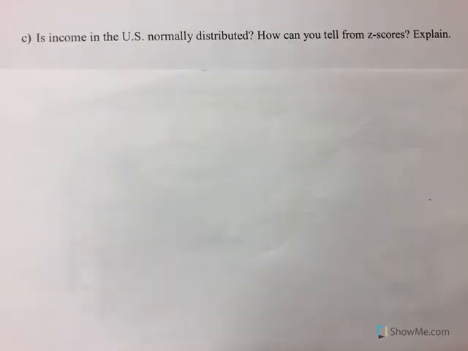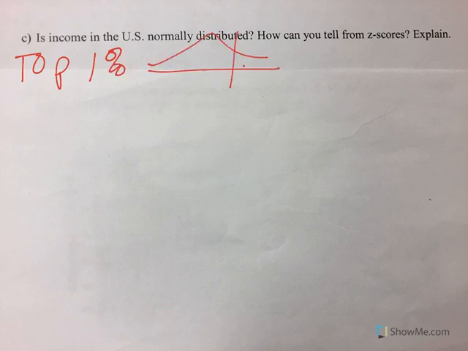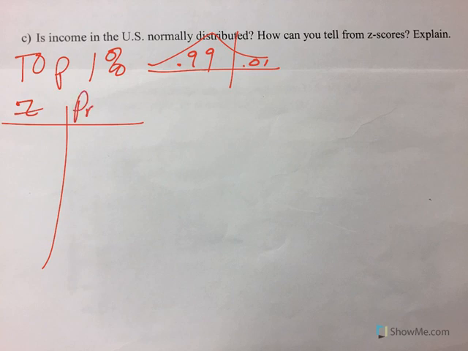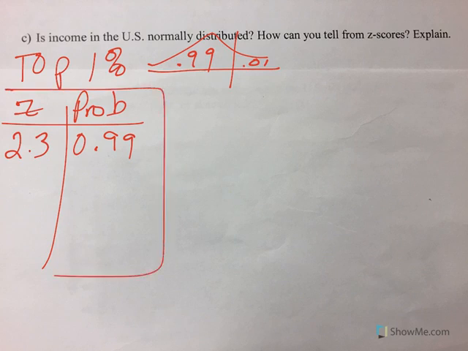Now, is income in the U.S. normally distributed? How can you tell from the z-scores? If you look at the top 1%, that means over here is 0.01 and over here is 0.99, right? So if I look at my z-score probability table and find something really close to 0.99, that gives me a z-score of approximately 2.3. That's what my z-score table shows me.